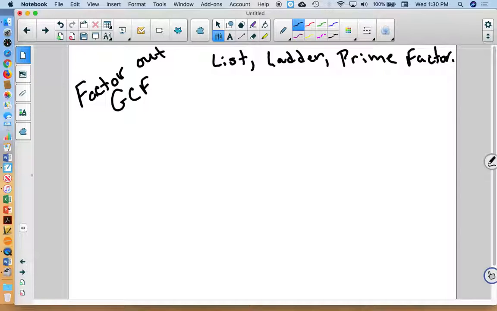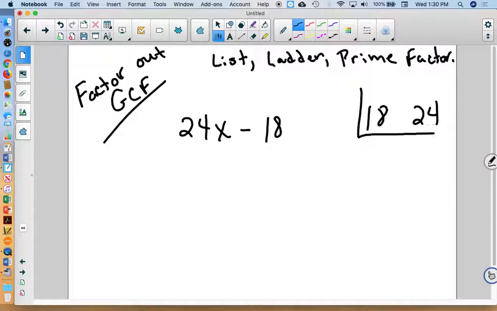So let's say you have the following expression: 24x minus 18. And you need to factor out the GCF. Well, if you don't know what the GCF is, then let's do the ladder. I've got 18 and 24. And if I look at those, I see the number 3 will go into both of them. So I factor out the 3. 18 divided by 3 leaves me with 6. 24 divided by 3 leaves me with 8.